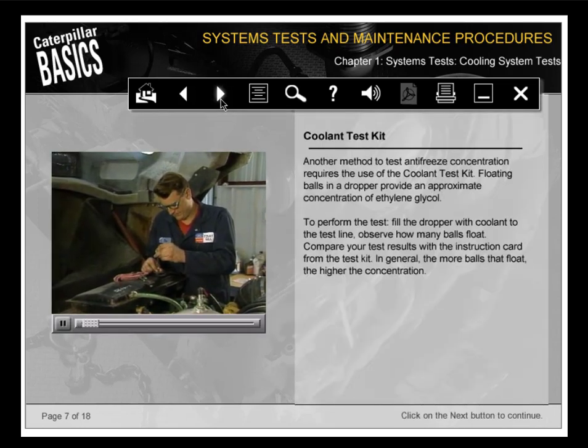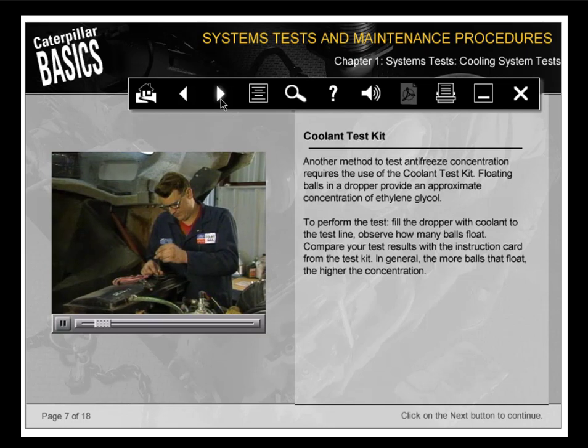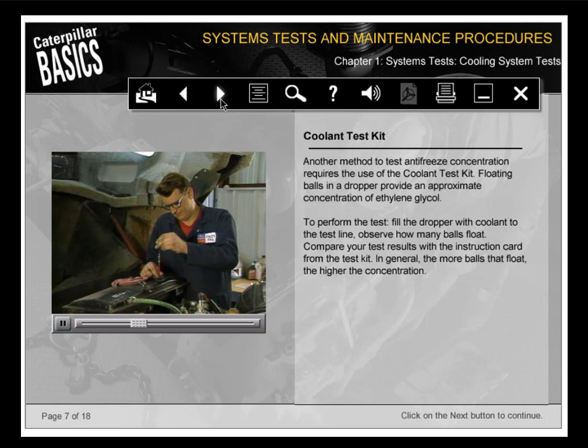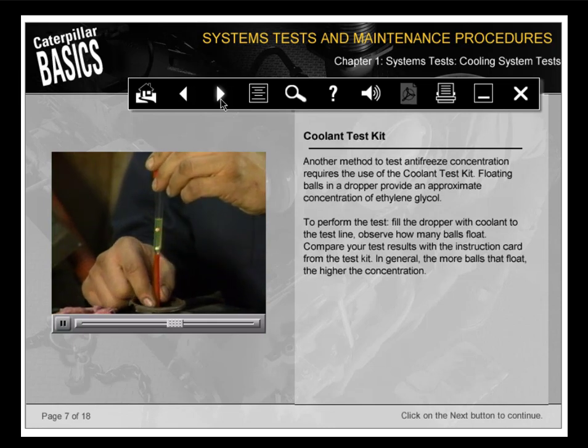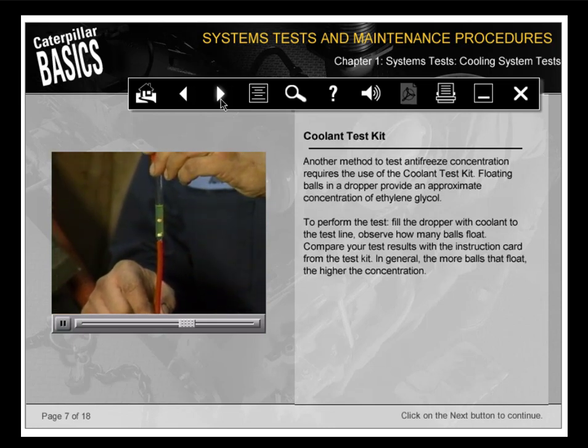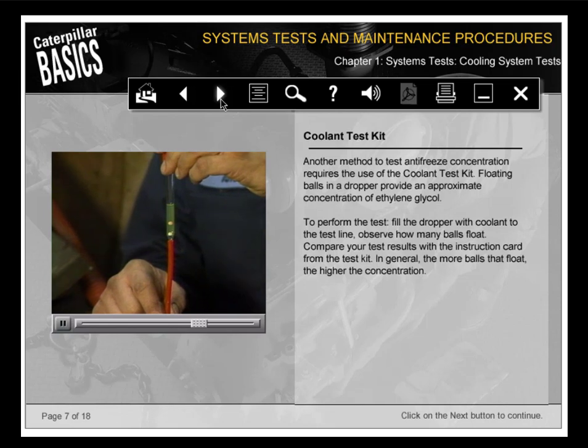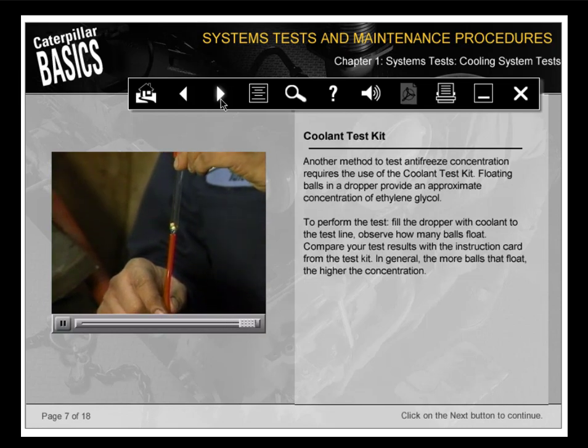Another method to test antifreeze concentration requires the use of the coolant test kit. Floating balls in a dropper provide an approximate concentration of ethylene glycol. To perform the test, fill the dropper with coolant to the test line. Observe how many balls float. Compare your test results with the instruction card from the test kit. In general, the more balls that float, the higher the concentration.